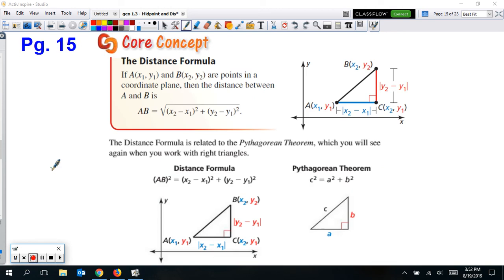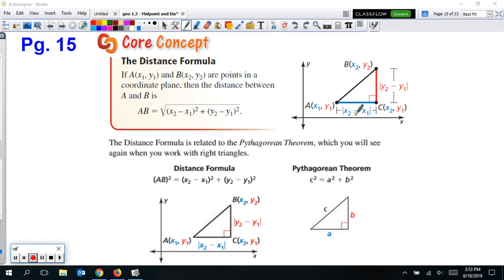Okay, so now on to the other formula, which is the distance formula. So go back to page 15, you'll see that core concept there. And you'll see again a coordinate plane showing you you have 2 points here, again A and B. And we actually are going to form a C point out here as well, kind of making a triangle. And we want to find the distance between A and B.